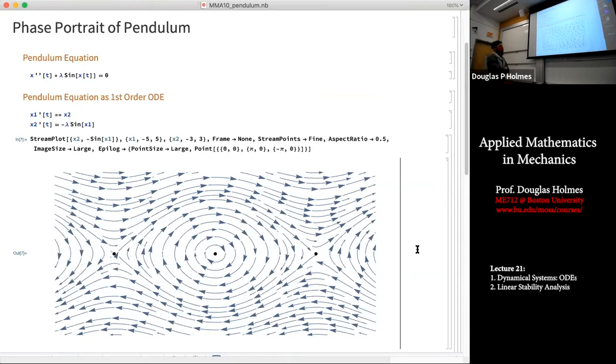Okay, who wants to say anything about this phase portrait? What does it mean if I was to say, let's start here? It's going to spin. Not quite. All right, let me ask you this question even more basic. Is this a stable or unstable fixed point?